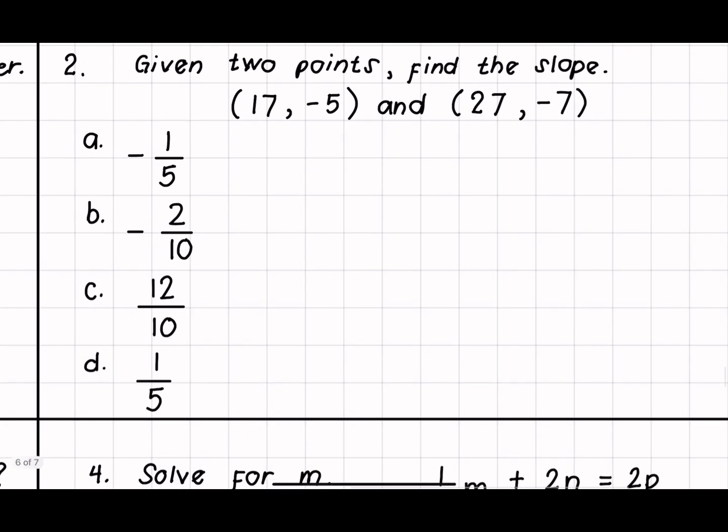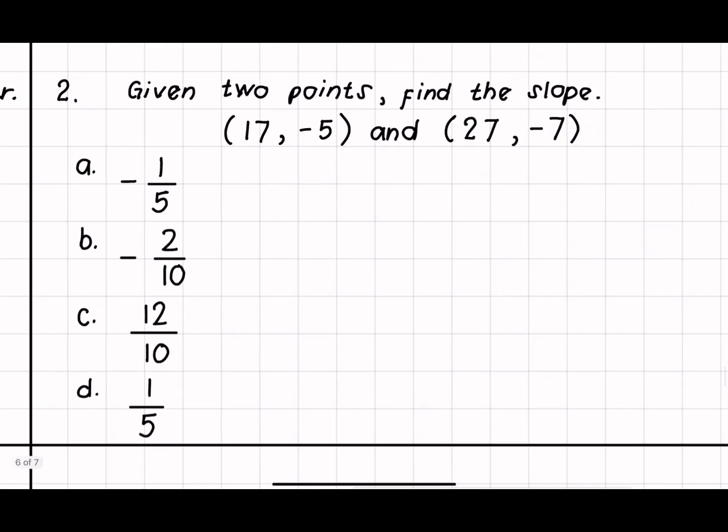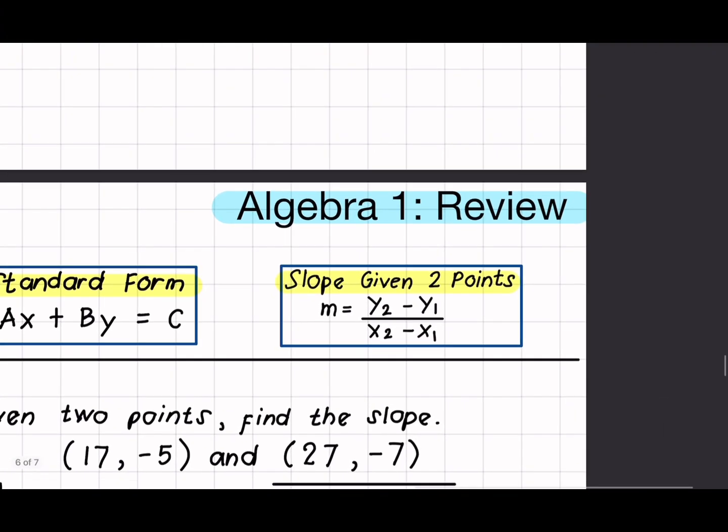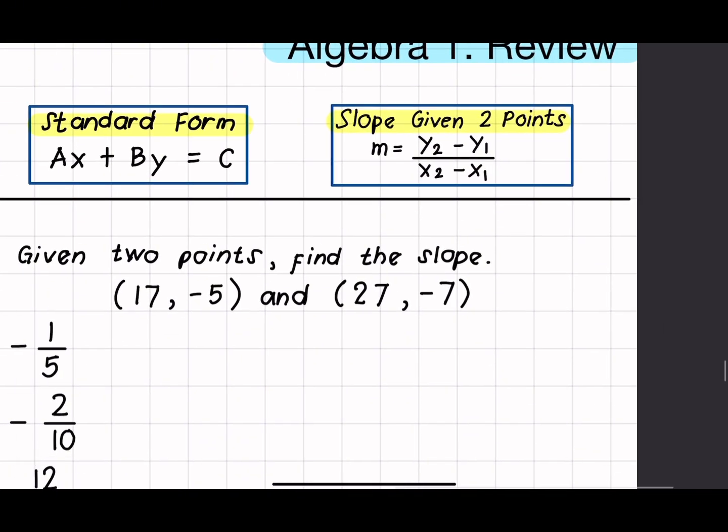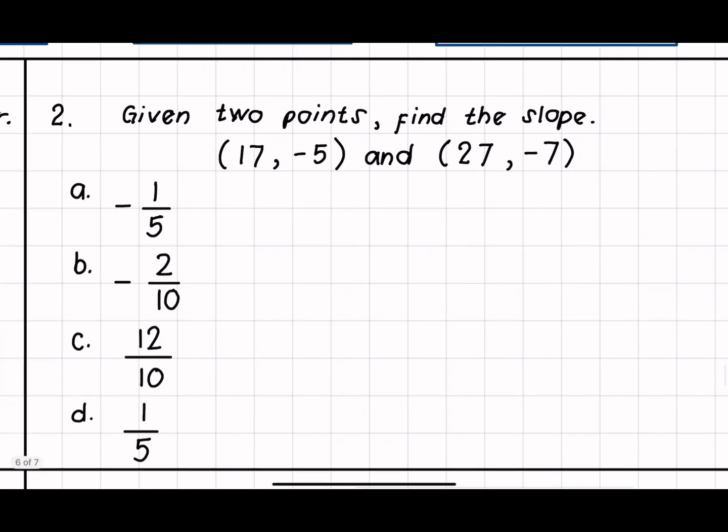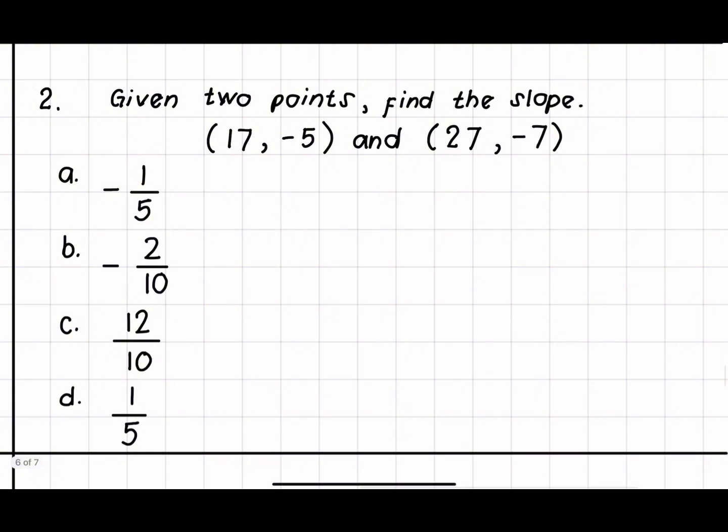Okay, for number 2. Given 2 points, find the slope. So again, we are looking for the slope given 2 points. So we are going to use this formula. M is equal to y sub 2 minus y sub 1 over x sub 2 minus x sub 1.